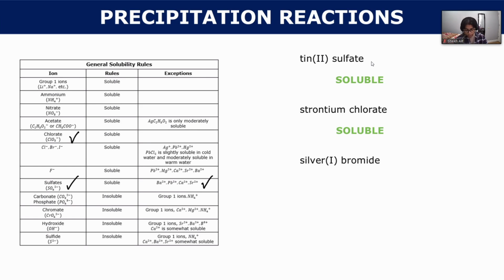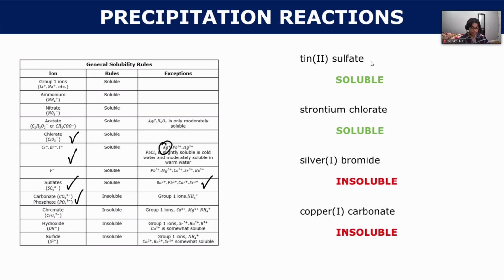Next one, silver bromide. So bromide is right here. Bromide is always soluble unless it's with silver, lead, or mercury. And we have silver bromide, and so that triggers the exception right here. And that means silver bromide is insoluble. Last one, copper carbonate. Carbonate is right here, and it's always insoluble unless it's with a group 1 ion or NH4. Copper is not a group 1 ion, and nor is it NH4. And so that means copper carbonate must be insoluble. And that's what we see here.